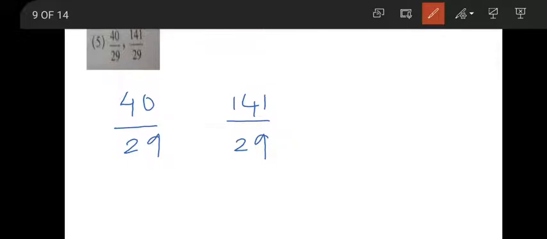The next, fifth one, both are fractional numbers. So we have to concentrate on the denominators of it. 40 upon 29 and 141 upon 29. Denominators are equal. So compare the numerators, that is 40 and 141. Which one is greater? 141 is greater. So 141's fraction will be greater.